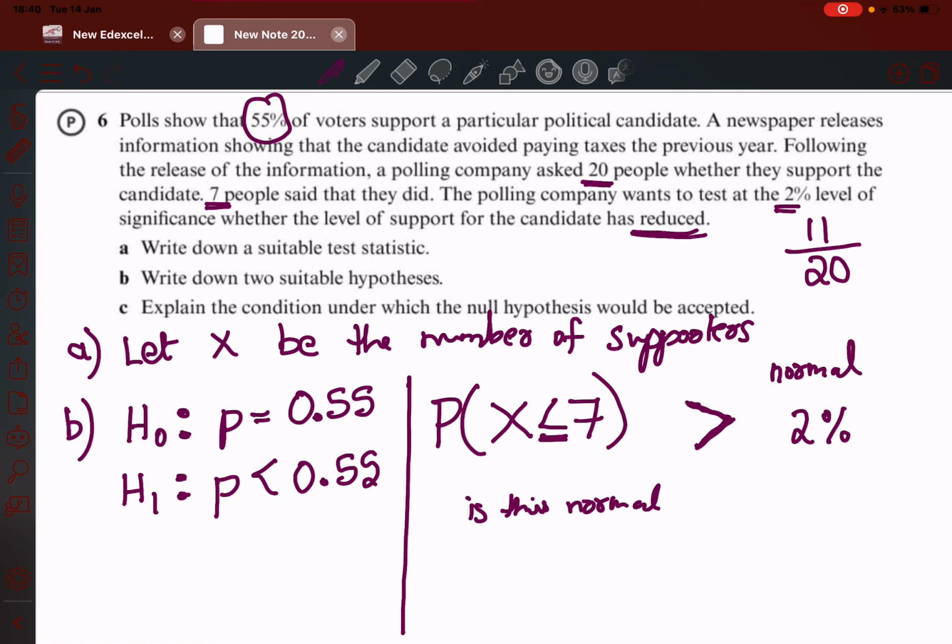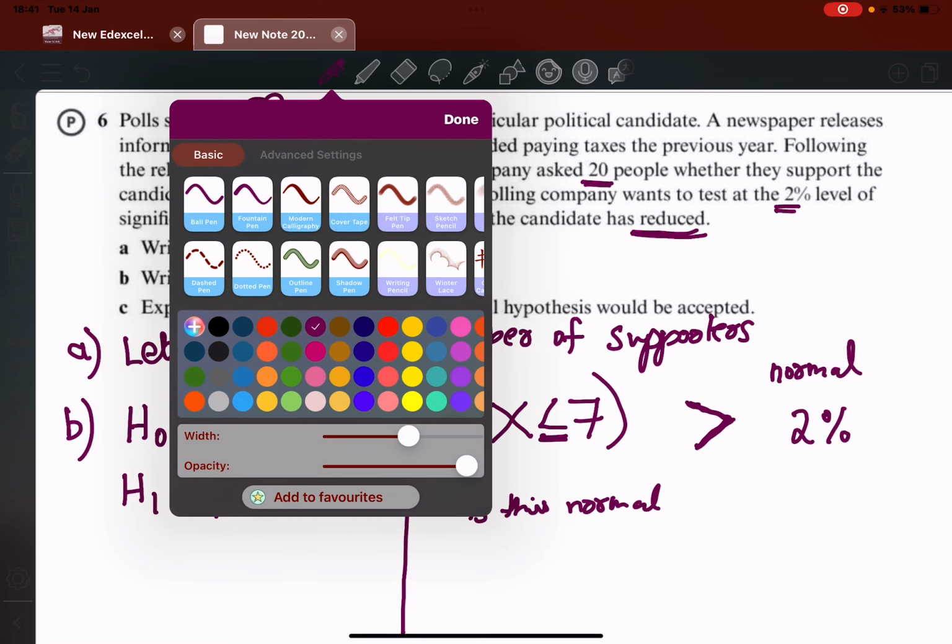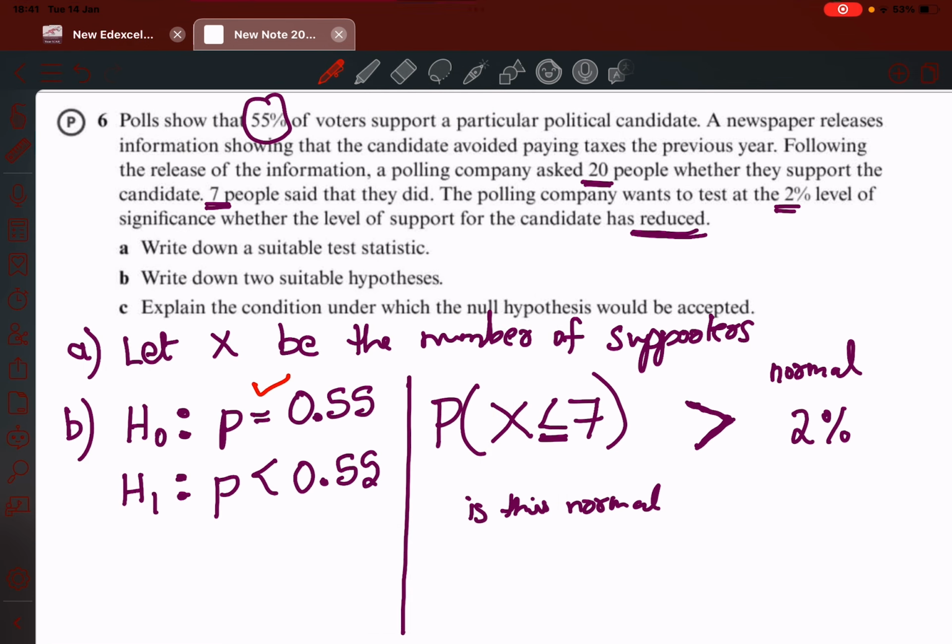You want to test the worst case scenario. The claim is he has 55% support. So I want to check whether it is normal for somebody to claim that they have 55% support, yet when they are tested out of 20, they get 7 or fewer people supporting them. So if the answer to this question is somewhere around, let's say, 5%, or you get 3%, well, then you can say that's normal. If it is pretty normal that he got only 7 out of 20, then we can say, well, it is pretty normal. We can accept the original claim. What is the original claim? That he has 55% of the support.